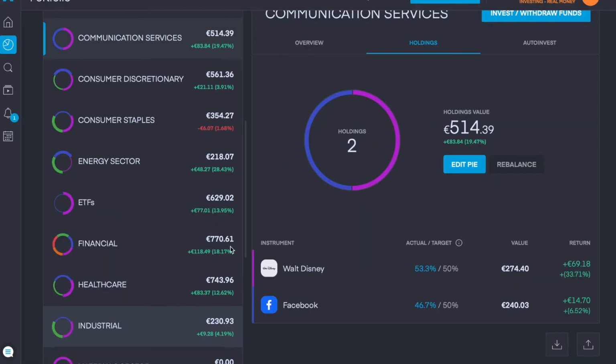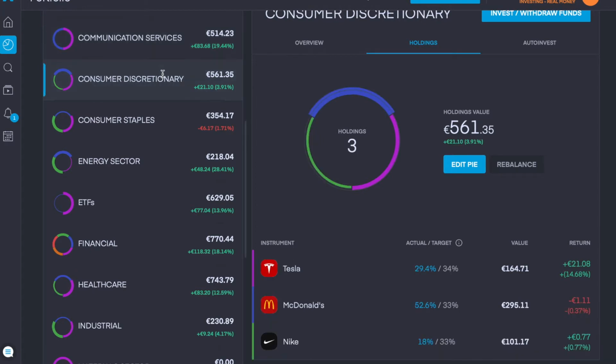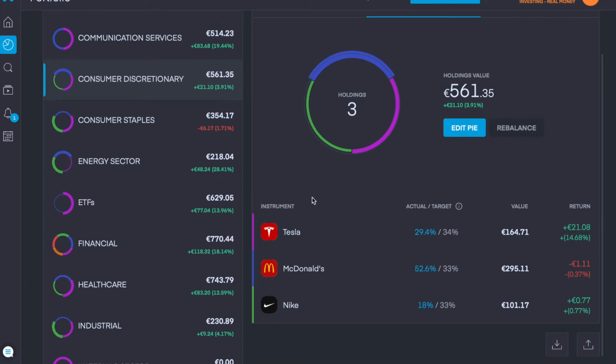Now that we have all of these sector pies filled in, I'll give a quick brief overview of each and how they're performing. In communication services, we're up 19.4%, 2 holdings here. Walt Disney is up 33.66% and Facebook is up 6.5%. In consumer discretionary, we are up 3.9%, 3 holdings in this sector pie. Tesla is up 14.68%, McDonald's is down 0.37%, and Nike is up 0.77%.